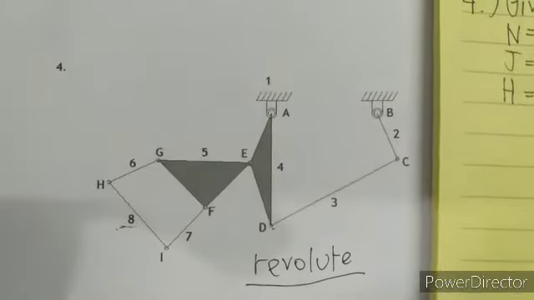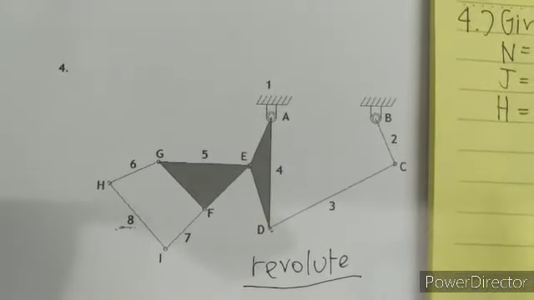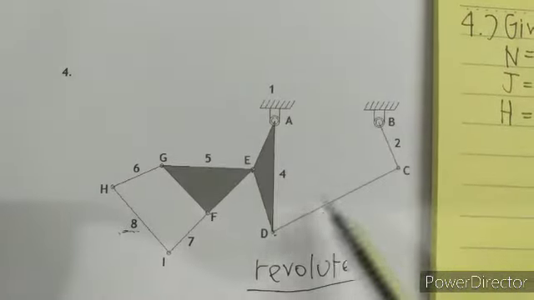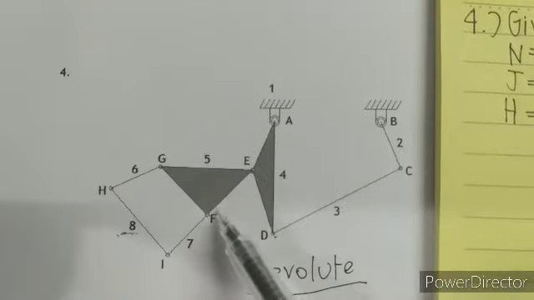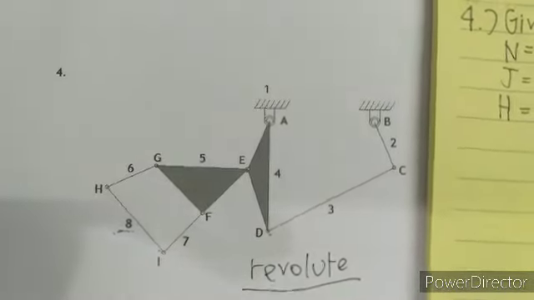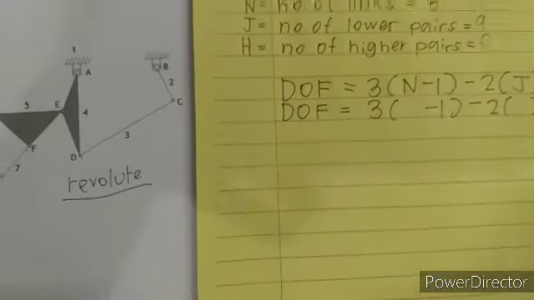And let us remember that revolute pairs are all lower pairs. So let us count our number of lower pairs. We have 1, 2, 3, 4, 5, 6, 7, 8, 9. So we have 9 lower pairs and 0 higher pairs.